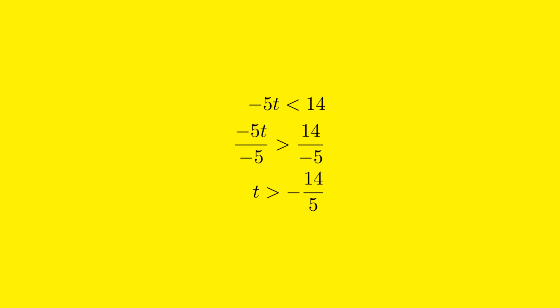Remember, because we are dividing by a negative number, we must reverse the inequality sign. So our inequality now is t greater than minus 14 divided by 5. This is the final step. In inequality notation, t is greater than minus 14 divided by 5. In interval notation, t is in the interval from minus 14 divided by 5 to positive infinity.